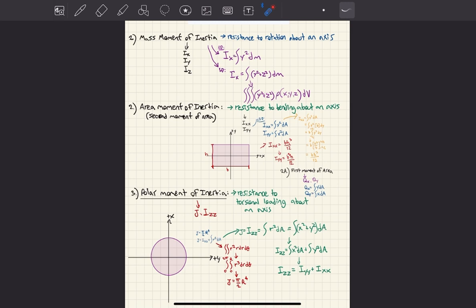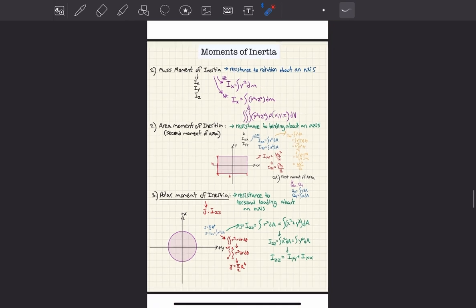But yeah, the polar moment of inertia represents a resistance to torsion, right? To torsional loading about an axis perpendicular to your cross section, and we're talking about 2D, remember that? The area moment of inertia represents a resistance to bending about an axis, and the mass moment of inertia, you'll probably do in dynamics or another course, or many courses actually in the future, where we're dealing with rigid body rotation, and it represents the resistance to rotation about an axis.